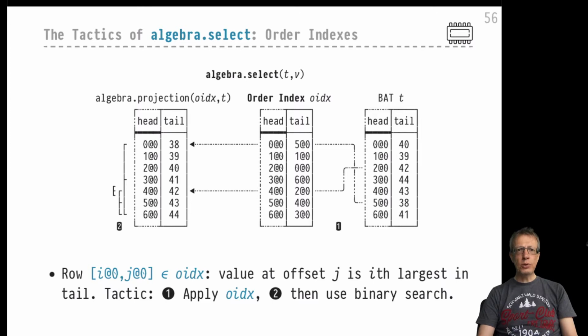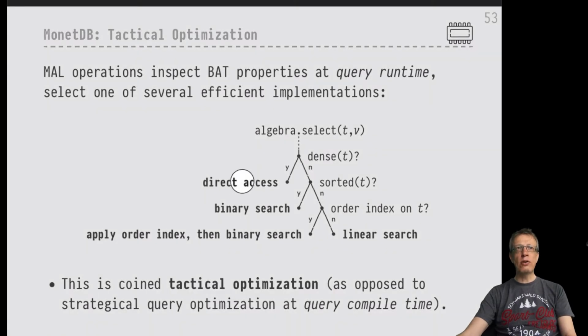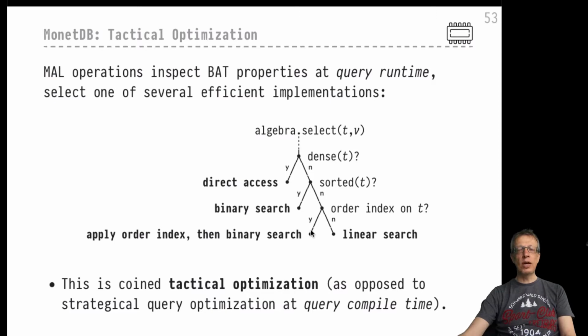Okay, so let's recall where this order index business came from. We were looking at this decision tree, the tactical optimization decision tree of the algebra.select operator. And if we couldn't take these particular promising branches of using direct access in the presence of a dense BAT, or binary search in the presence of a sorted BAT, then we would resort to this option of applying an order index to the BAT. Order indexes can be used to establish sortedness again, and once we've established sortedness, we could use binary search.